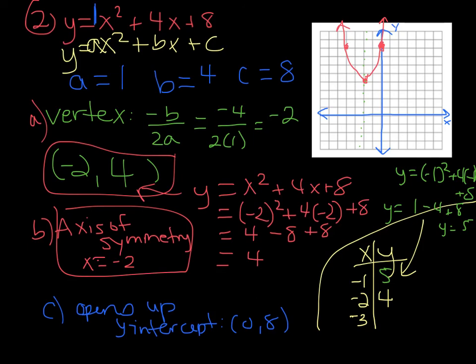The other thing that's helpful is that because of our axis of symmetry, we know that the points are going to reflect around it. So we know our vertex is negative 2, 4. X equals negative 1 is 1 space away, and it has a y of 5. X equals negative 3 is also 1 space away, and it's also going to have a y of 5. So you can use that property to help you out with filling in this table.